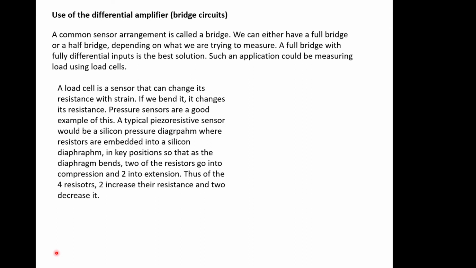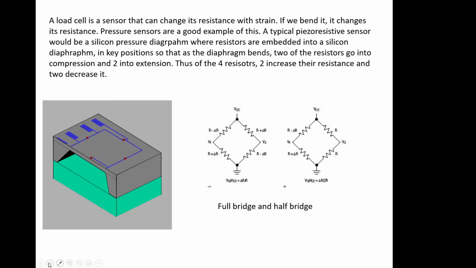So the use of the differential amplifier will usually be in a bridge. A bridge, we can have a full bridge or a half bridge, and I'm sure you've done bridges before. A full bridge with fully differential inputs is the best solution, gives you better sensitivity. And load cells are a typical thing that will generate a differential signal. There's a picture of it somewhere. Right. So this is the type of arrangement.